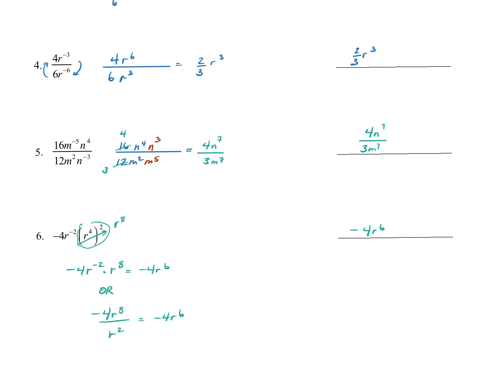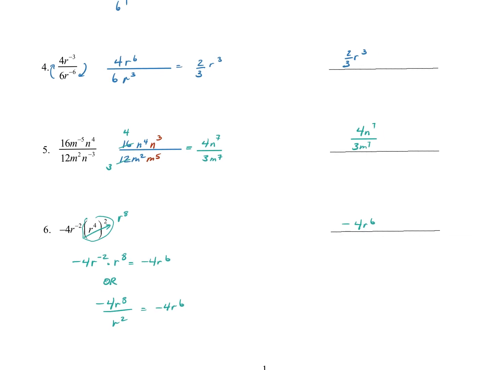5 would be 4 n to the 7th over 3 m to the 7th, and 6 is negative 4 r to the 6th. Questions on any of those questions from this page? Kiara. For number 4, would it be the same thing if you did 2r cubed over 3? Yes, like you kept r cubed in the top? Yeah, totally fine.